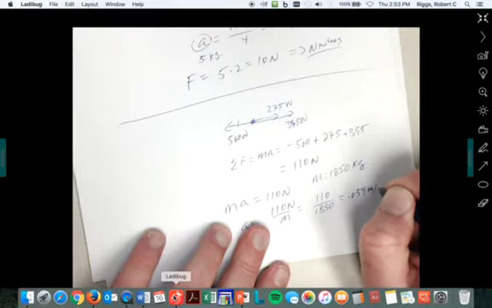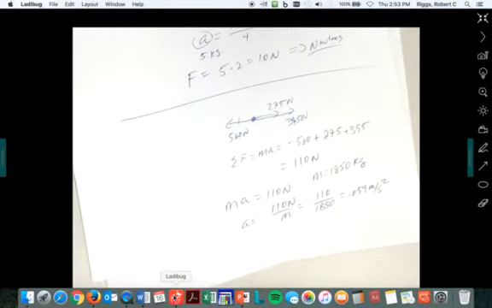That's 0.059 meters per second squared. That's not much of an acceleration. That's like 0.06 of a second. So after 100 seconds, this thing would be going six meters per second, which is roughly 4 miles an hour. So they're having to really push on that thing pretty hard.